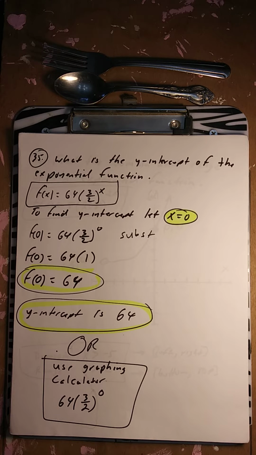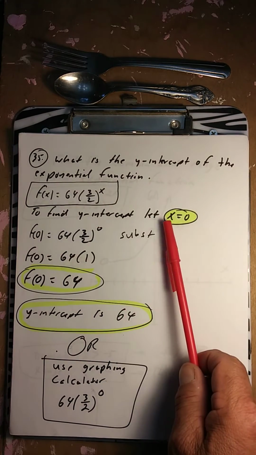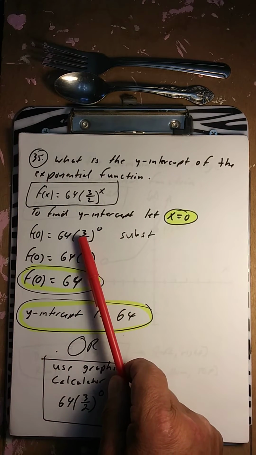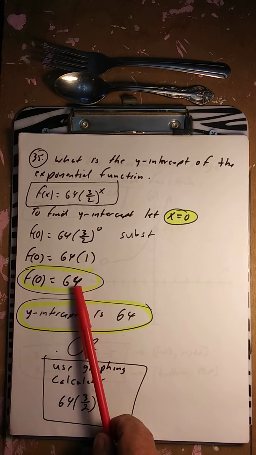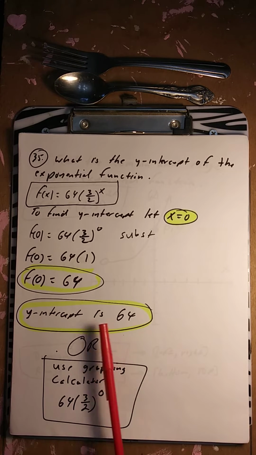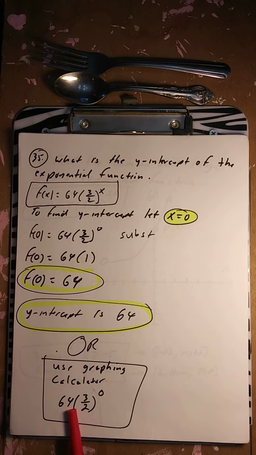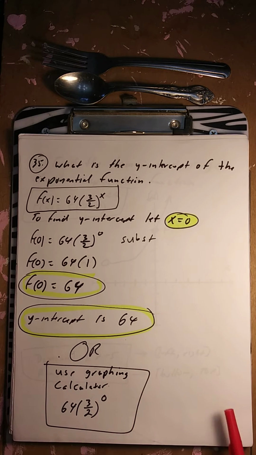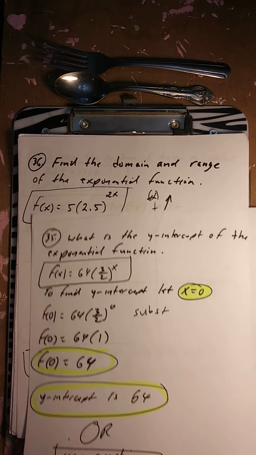What is the y-intercept of the exponential function? What that means is you try to find the y-intercept, where x equals 0. Put a 0 in there. So this number to the 0 is a 1. 1 times that, 64. So f of 0 is 64. So the y-intercept is 64, or use the graphing calculator, 64 times 3 halves to the 0 power.